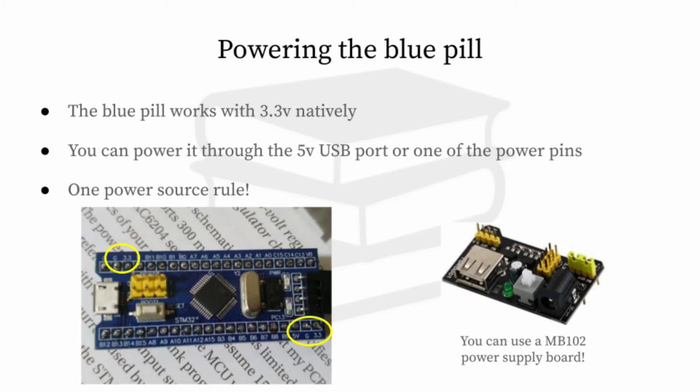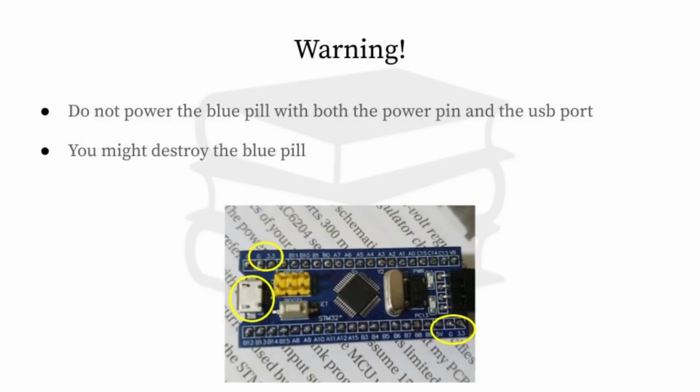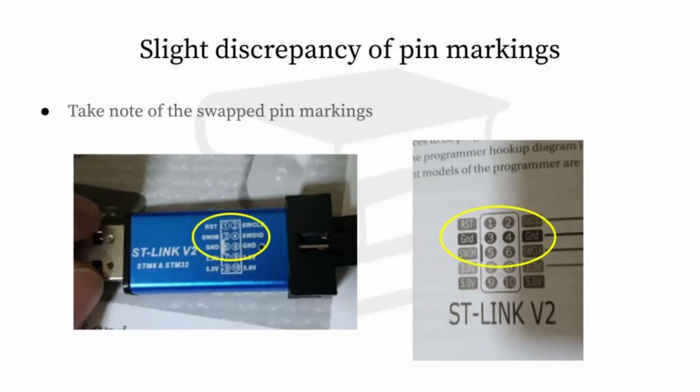Either way is fine as long as the input voltage is enough. And you need to follow the one power source rule, which is just to supply the Bluepill with only one power source. So don't power the Bluepill from both the ST-Link V2 and the USB port, otherwise you might risk damaging it. There's also a bit of discrepancy in the ST-Link V2 diagram shown in the book and in my ST-Link V2. Like over here, where pin 2 in the diagram shows the data pin, while in my actual ST-Link V2 it shows the clock pin. Still though, as long as you follow the pin markings correctly, everything should still work.